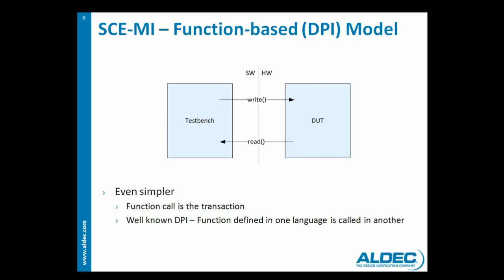Let us look into the function-based model. The macro-based model uses ports, but the function-based model uses DPI function calls. Any transaction happening between the test bench and the DUT is made through a function call. Let's say the DUT is a RAM memory. If you want to write some data to the DUT, you give a write function call, and if you want to read some data from the memory, you give a read call.